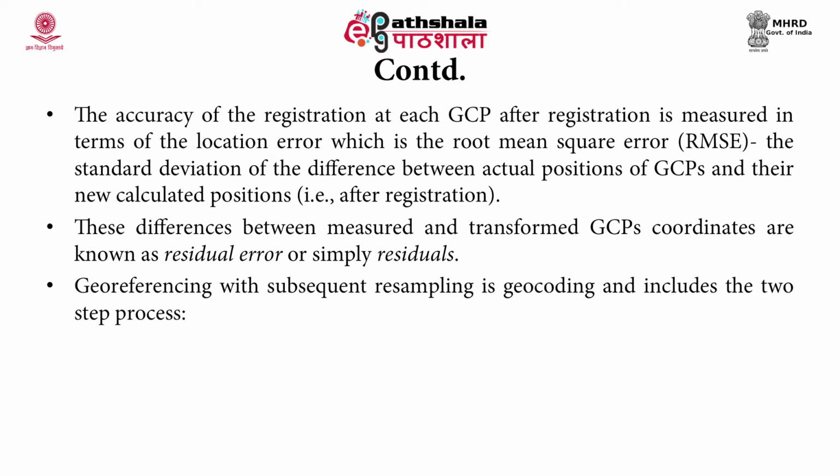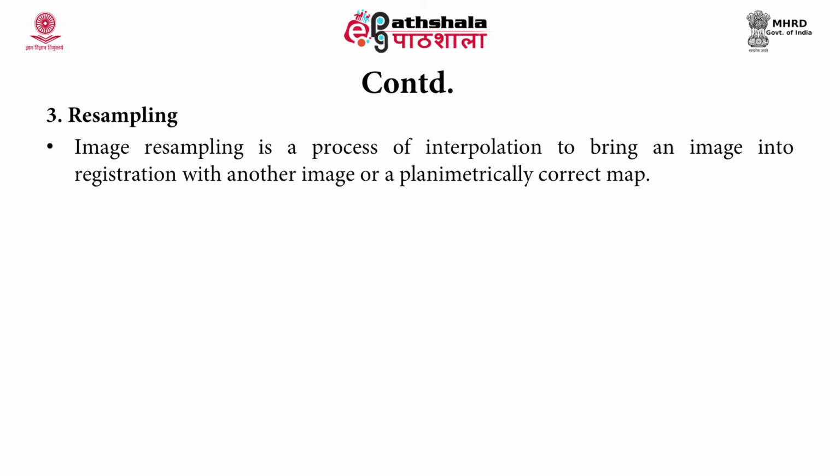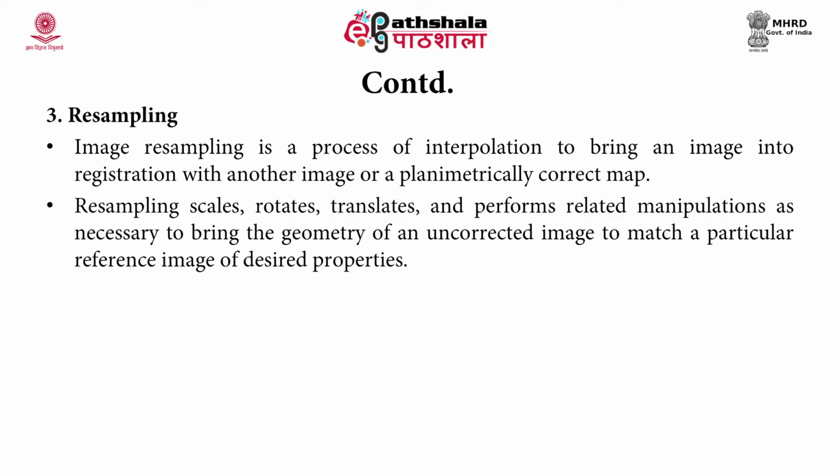Georeferencing with subsequent resampling is geocoding and includes two steps. First, each new raster pixel is projected using the transformation function onto the original image, and second, a digital number for the new pixel is determined and stored. Coming to resampling, image resampling is a process of interpolation to bring an image into registration with another image or a planimetrically correct map. Resampling scales, rotates, translates and performs related manipulations as necessary to bring the geometry of an uncorrected image to match a particular reference image of desired properties.